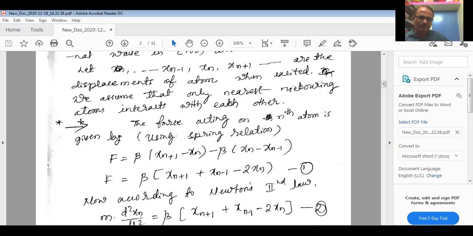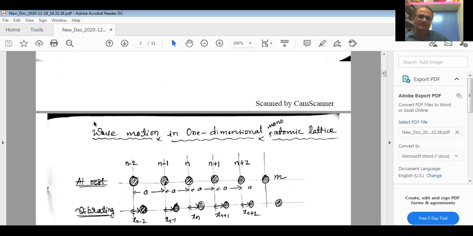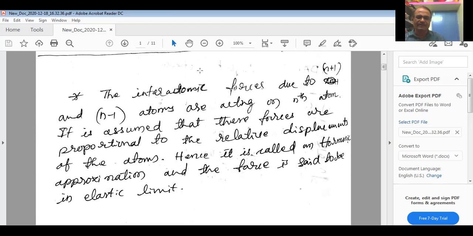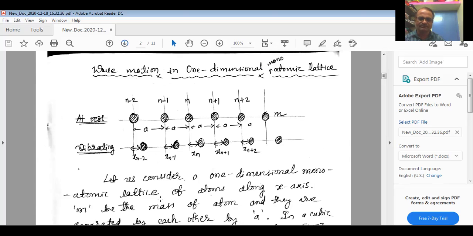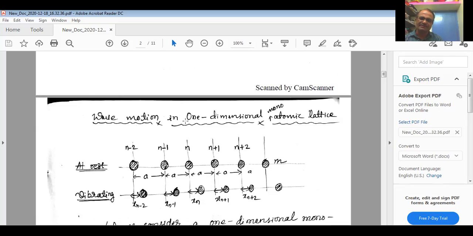So here you have to put a paragraph which is here. This is the paragraph. Okay. So the interatomic forces due to n plus 1 and n minus 1 atoms are acting on the nth atom. So again, you look at this diagram here. Here the nth atom is there. So this is the nth atom. The interatomic forces due to this atom and this atom will act on the nth atom. So that is the meaning.